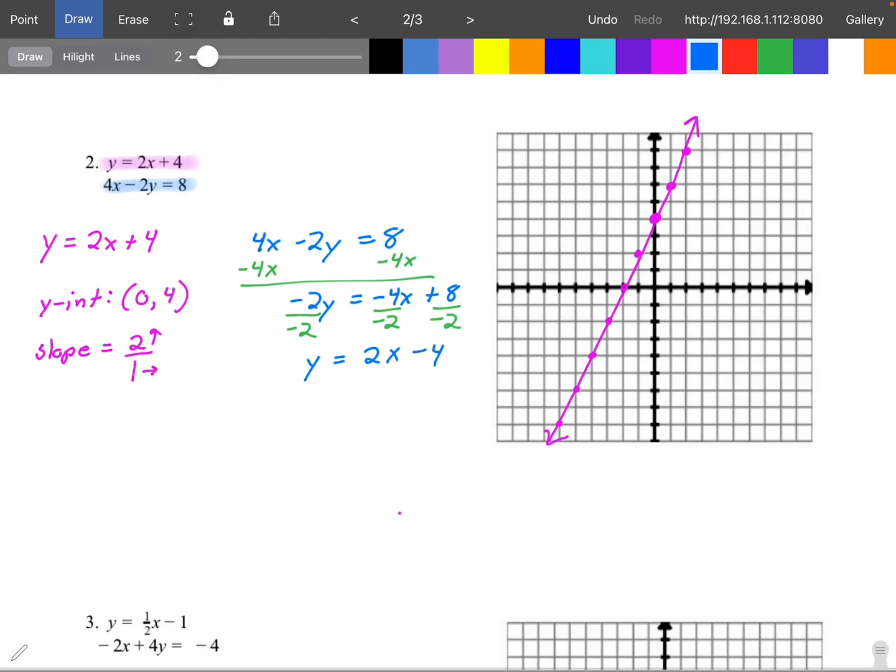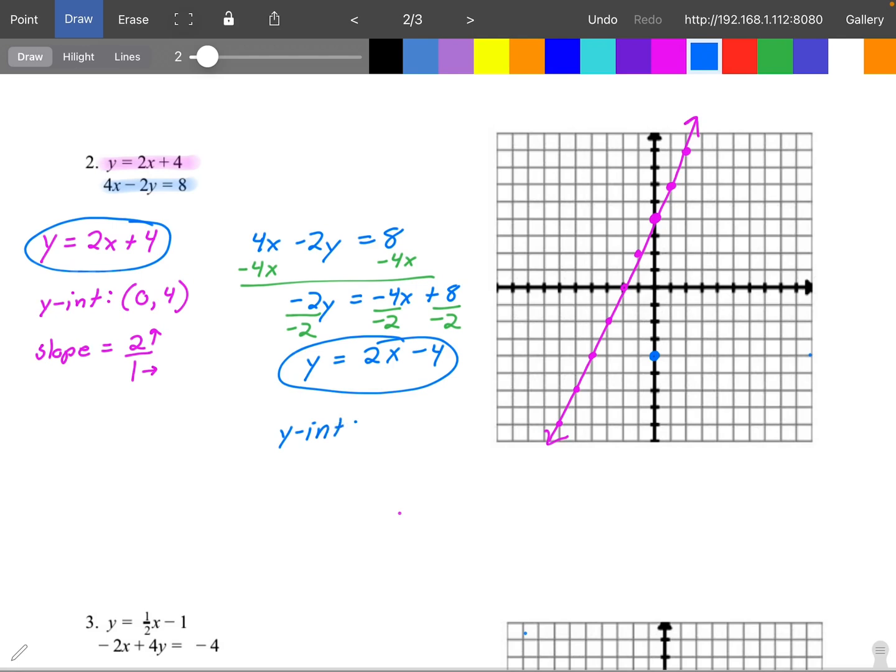Well, look, this is almost the same line, but not quite. The slopes are the same, but the y-intercept is different. So think back to those original 3 possibilities we had, and that's one of the ones that we talked about. So this one has a y-intercept of negative 4. 1, 2, 3, 4.